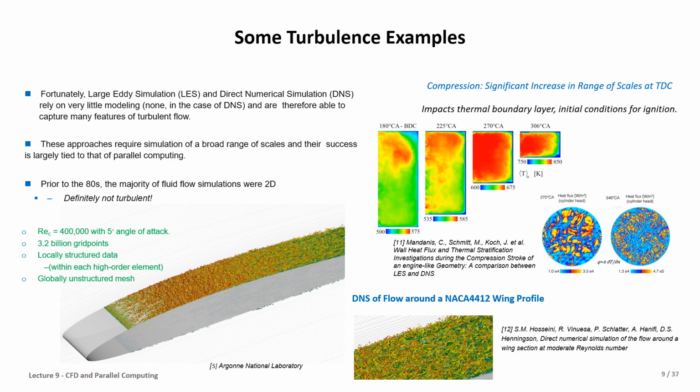We can say large eddy simulation and DNS rely on very little modeling and are therefore able to capture many features of the turbulent flow. However, when we need a simulation for a broad range of scales, we need access to parallel computing, because to get all the scales we need a fine grid, and the size of the computation will be too high.